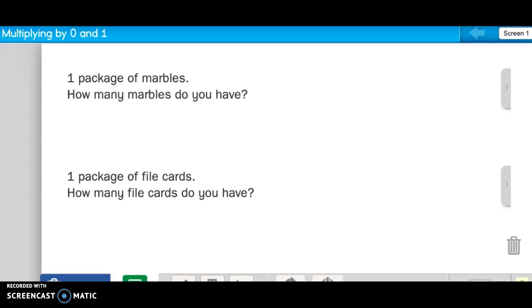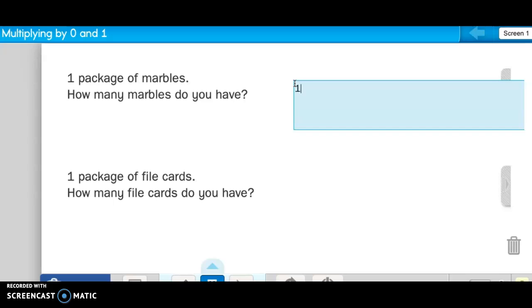What we would do is we would say 1 times 45 equals 45. So anything times 1 is the other number. You could also say 45 times 1 equals 45. You can switch them around and it's the same answer.